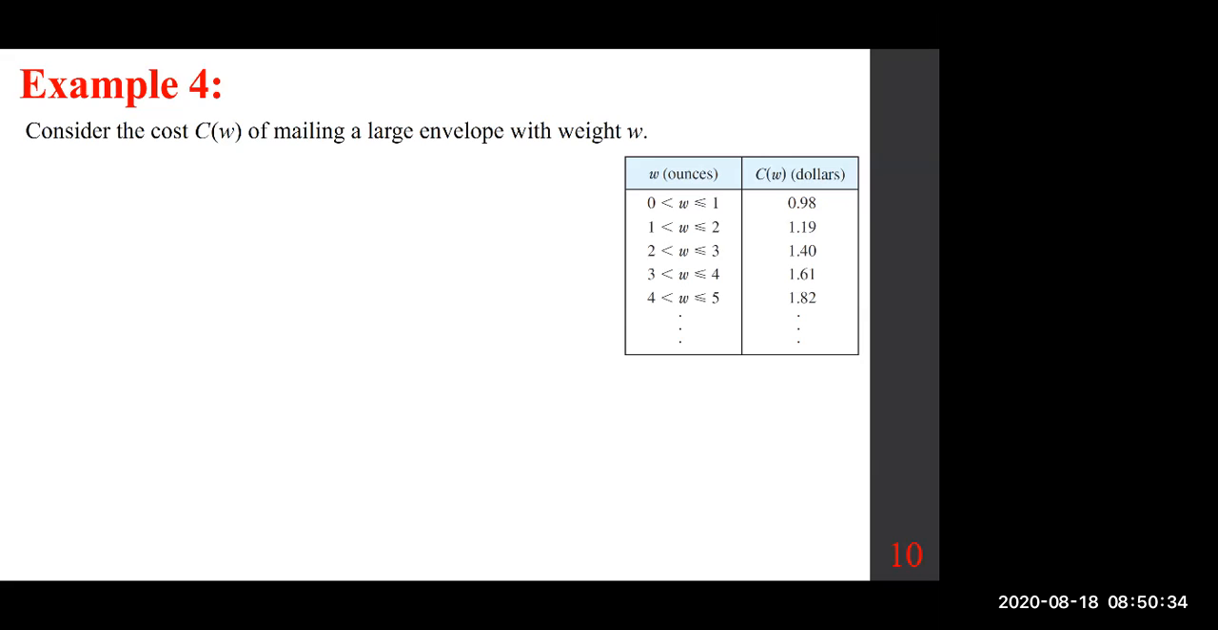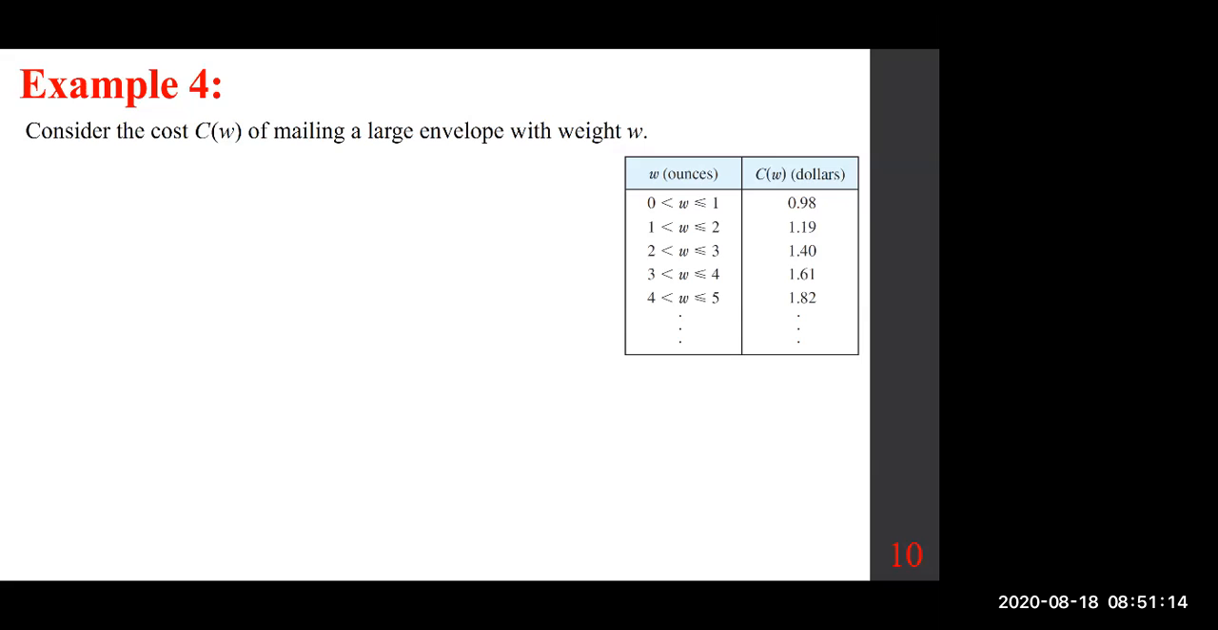We are looking at a function that is called a step function. The reason it's called a step function is because it literally looks like a step. There's a jump. So it says, consider the cost, C of W, where W stands for the weight of mailing a large envelope. With weight W from 0 to 1, they charge us 0.98. And again, I'll show you the graph, but I just want to make a point, even if I don't show you the steps with details, just looking at what's given.